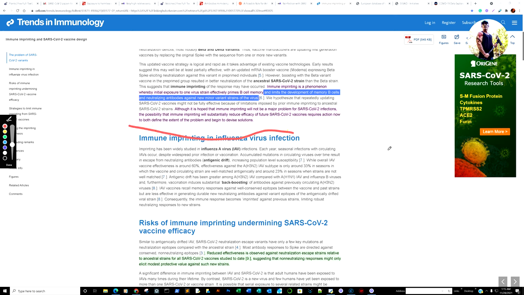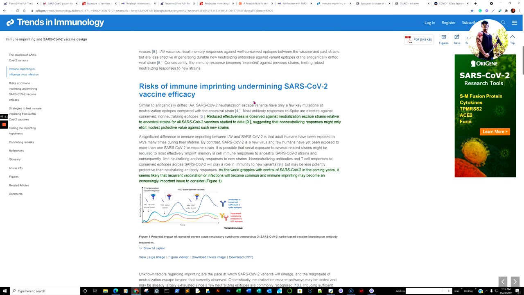All right. So to proceed, it's a great article on what's potentially happening. And then as we go down, the risks. Reduced effectiveness observed against neutralization escape strains relative to ancestral strains for all SARS-CoV-2 vaccines studied to date. And here you have another footnote, suggesting that non-neutralizing responses might only elicit modest protective value against such new strains.